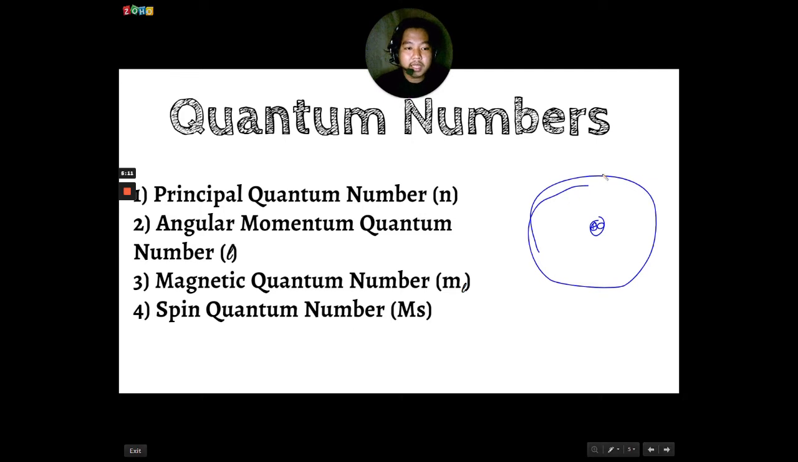The Bohr model would say the electron is here, but it's not true. The quantum mechanics or the quantum numbers will tell you that yes, it's in this first energy level, the principal quantum number. That's the address. We can narrow it down by looking for the angular momentum quantum number. Oh, it could be here.